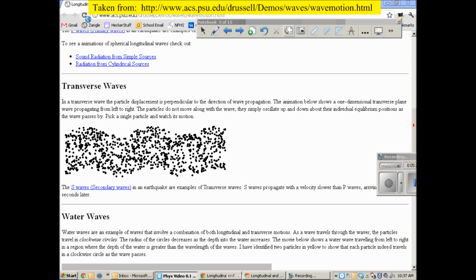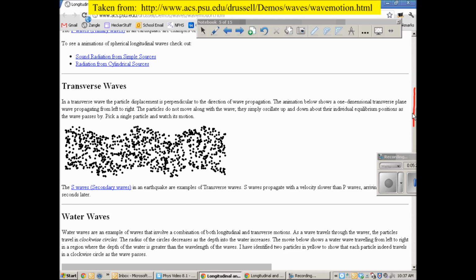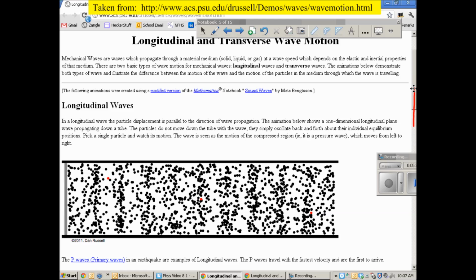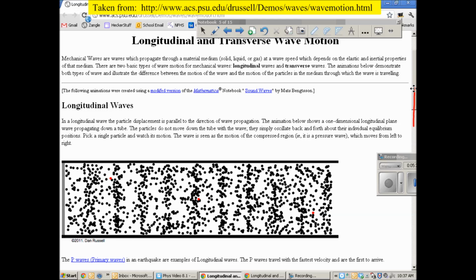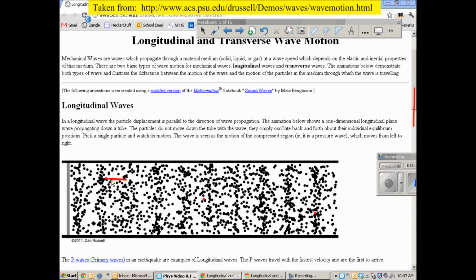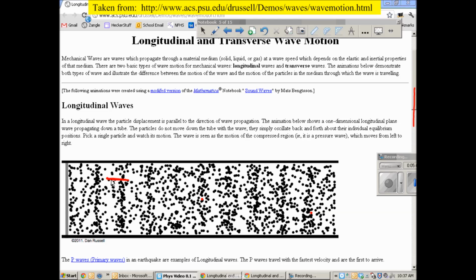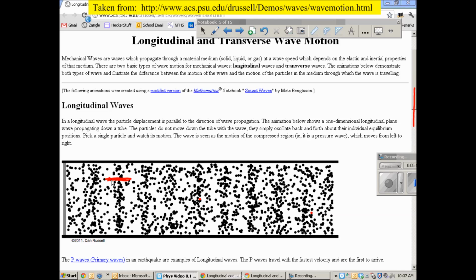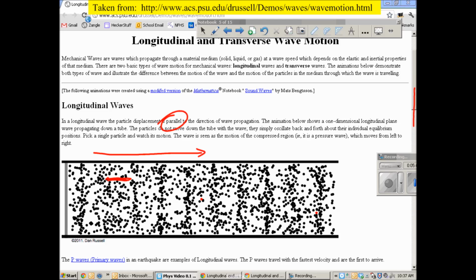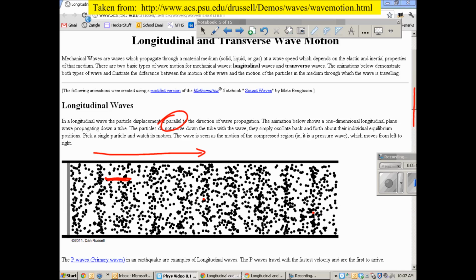Now let's take a look at longitudinal waves. So here are our longitudinal waves. If you watch the particles here, the particles now are going back and forth, back and forth, back and forth, and the wave's energy is traveling this way. So in this case, they are parallel. So that's a longitudinal and transverse wave.